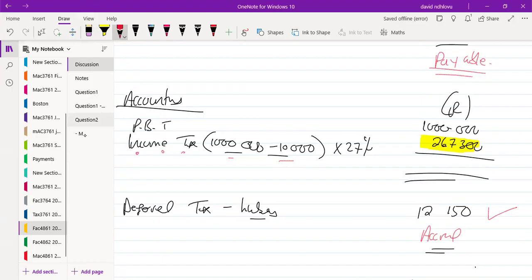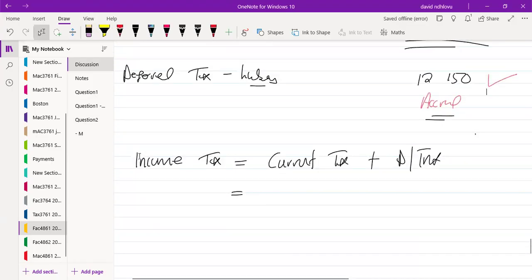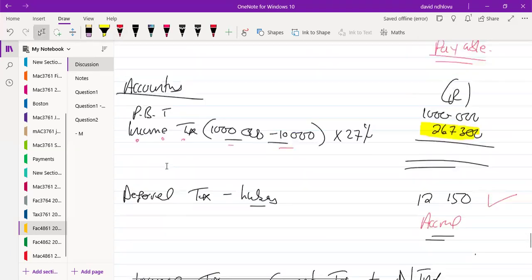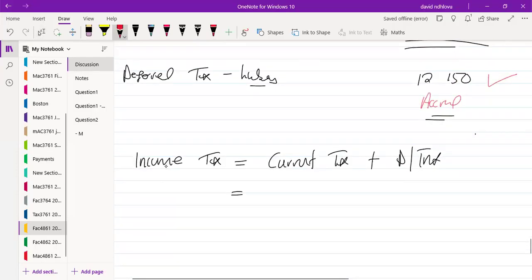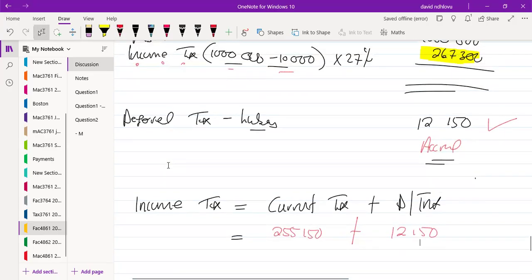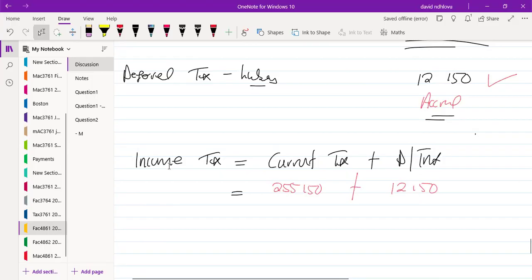I think the last part was when you said income tax is equal to... Right. The income tax figure that you show in the P&L is an addition of current tax, 255,150, plus deferred tax, which is 12,150. If it's a deferred tax liability, you add. If it's a deferred tax asset, you deduct. I will show you that by way of journal so that you have an amount of 267,300.